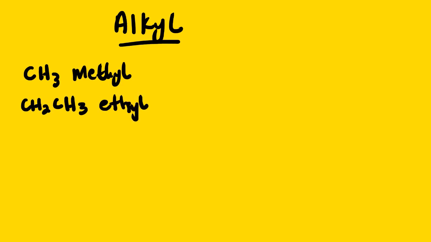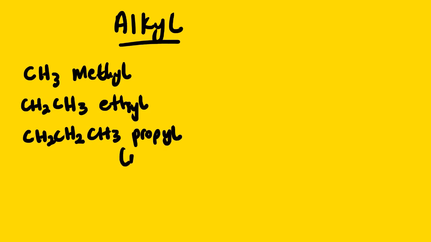We've used this substituent before. And then we have CH2CH2CH3, which is propyl. Sometimes it's written n-propyl. This n simply means normal, so it's just the normal propyl.